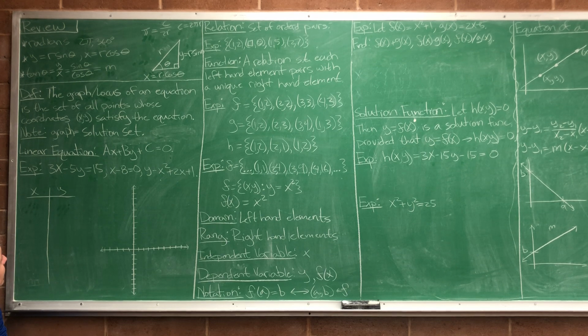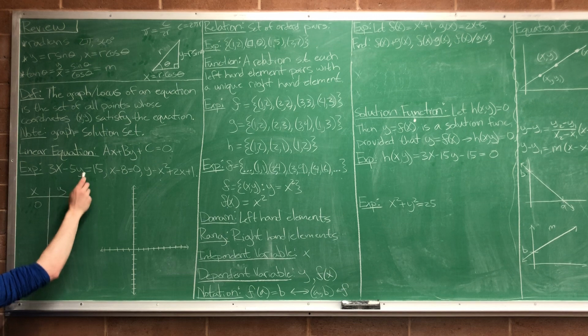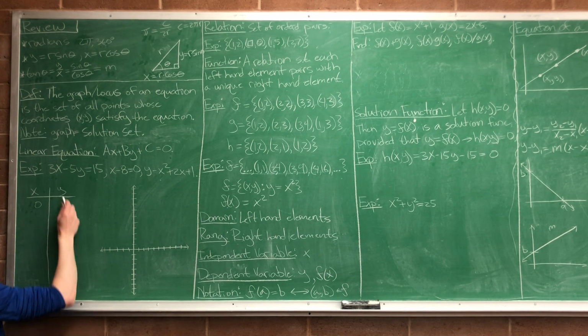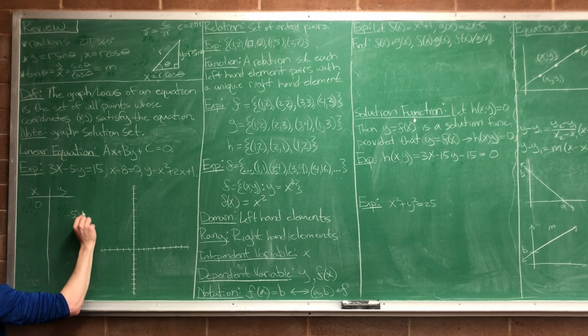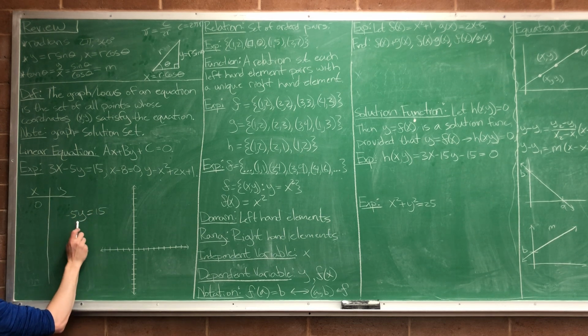So a typical good point to start with for x is 0. If I plug in 0 for x into this equation, I get negative 5y is equal to 15. And so what does y have to be? Negative 3.